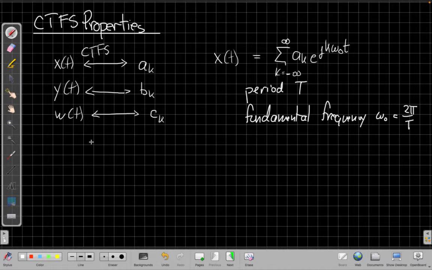Or vice versa. If I define b of k in terms of a of k, what does that tell me for certain operations or certain properties? What does that tell me about a relationship between x of t and y of t? Okay, so that's our main theme for today.